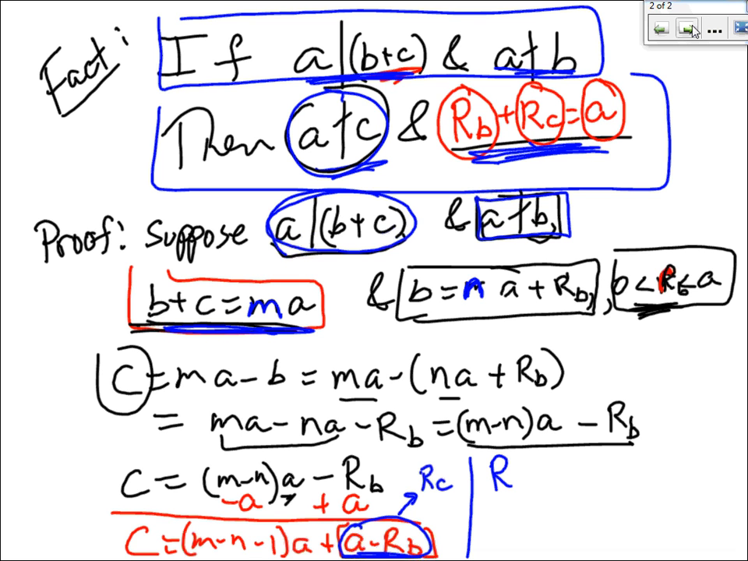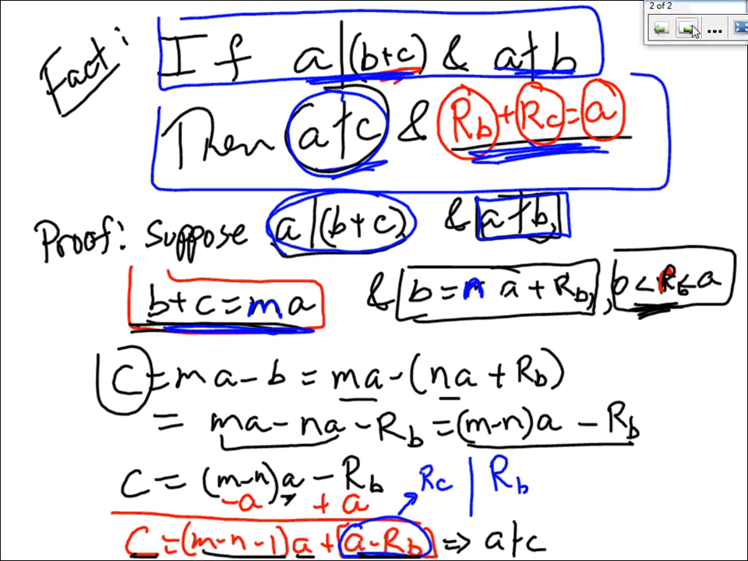Okay. So this last line, C is a multiple of A plus a non-zero positive remainder, which is less than A. This means that A does not divide C. Okay. Now, kind of running out of space, but we'll pull it off.